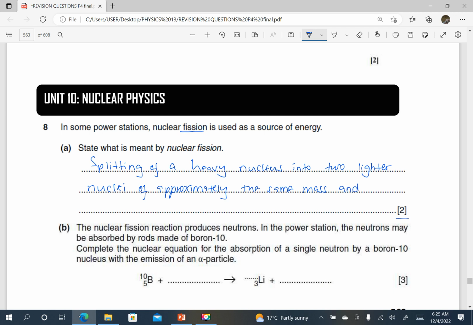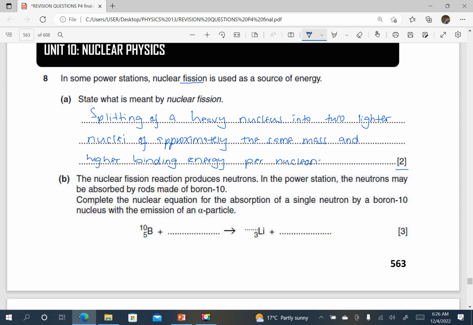Normally, the purpose of nuclear fission is for the nucleus to gain stability. Therefore, it is going to have a higher binding energy per nucleon, approximately the same mass and higher binding energy per nucleon. We shall see what binding energy is. So that is nuclear fission.